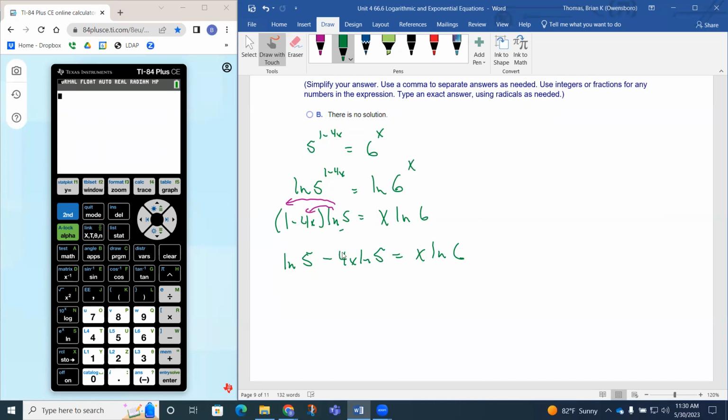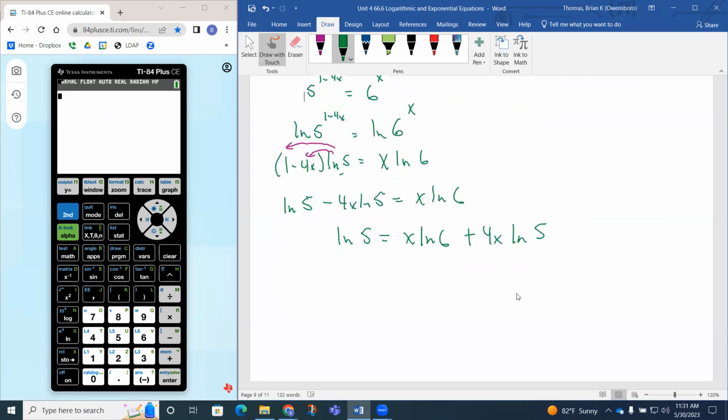So one of the things we can pick up on is we need to combine our x's together, so that they need to be on the same side of the equation. Since this one's negative, I want to go ahead and move it over to the other side and make it positive. So I have this natural log of 5, and this is going to equal then x natural log of 6, and bring that over, make it positive. That becomes then plus 4x natural log of 5.